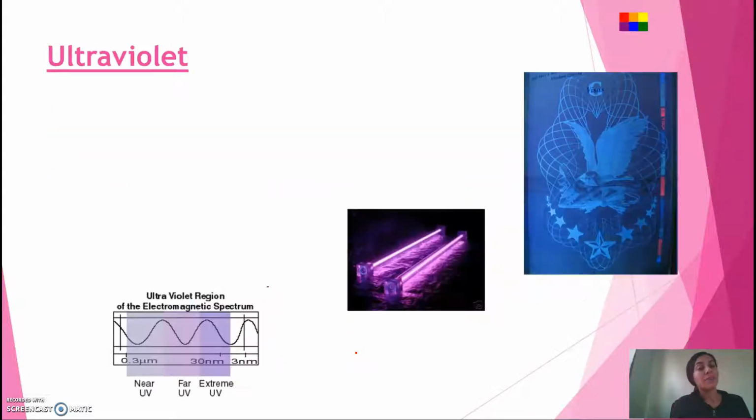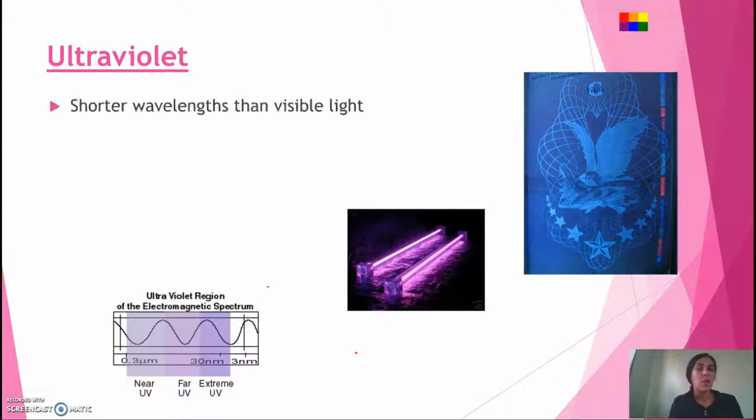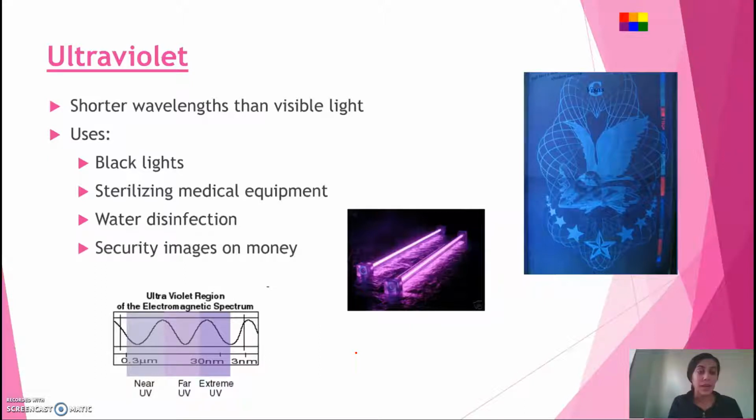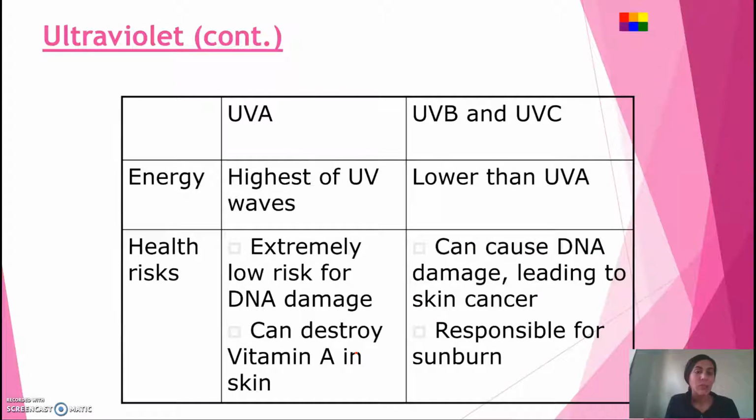Then we get to the ultraviolet light. This is one of my favorites. Ultraviolet lights are shorter wavelengths than visible light, and we use them in black lights, for instance, sterilizing medical equipment, water disinfection systems, and security images on money. There are three main types of UV light, UVA, B, and C. UVA light has the highest energy, and it cannot really penetrate through the atmosphere. It's actually stopped in the upper atmosphere. There's an extremely low risk for DNA damage because it doesn't really reach the surface of the earth, and it can destroy vitamin A in the skin.